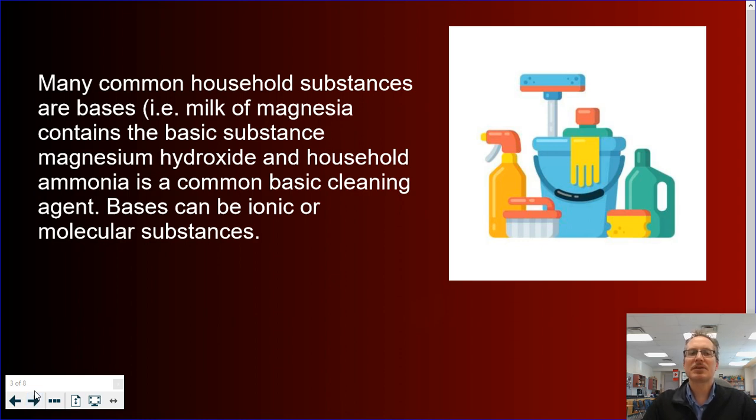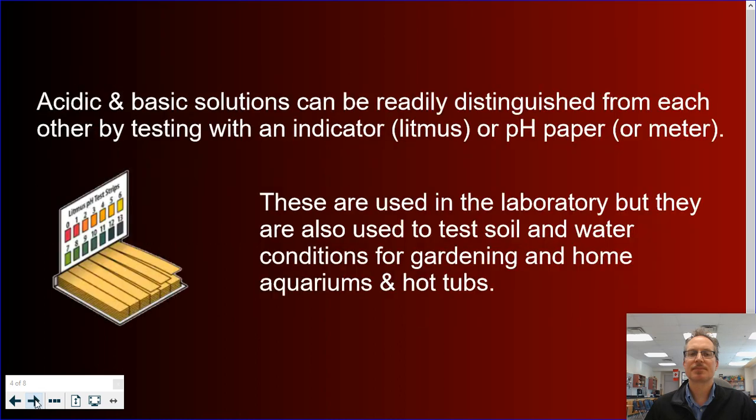Many common household substances are also bases. Milk of magnesia contains the basic substance magnesium hydroxide, and household ammonia is a common basic cleaning agent. Bases can be ionic or molecular substances.